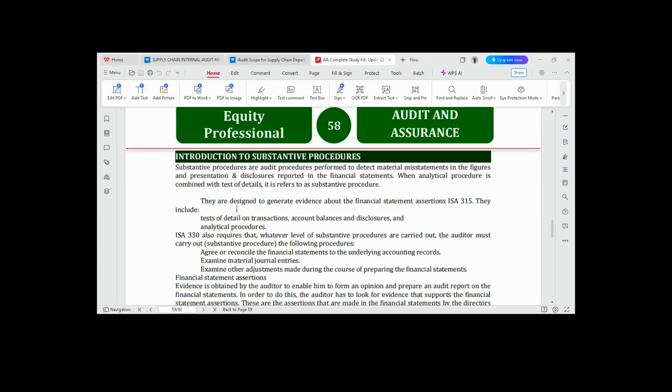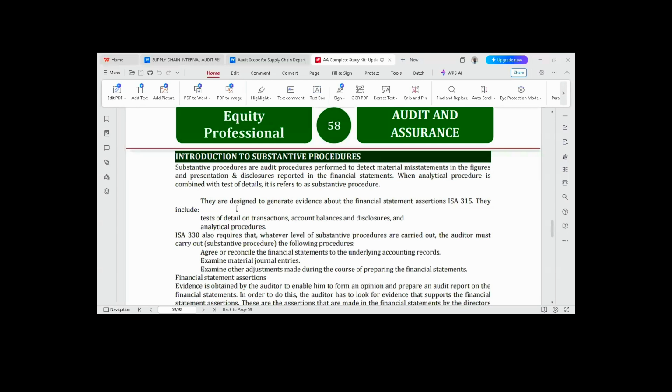Okay, so I'll be taking us through introduction to substantive procedure. But before I do, I need to give some overview. Substantive procedures are part of the audit test that are performed in order to ensure that the audit evidence gathered from the client's business environment is accurate, or not affected by any material misstatement.